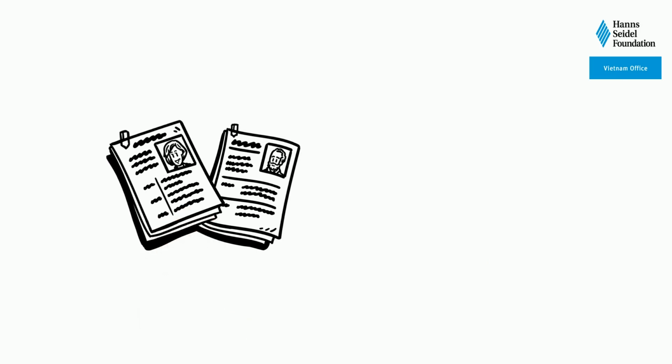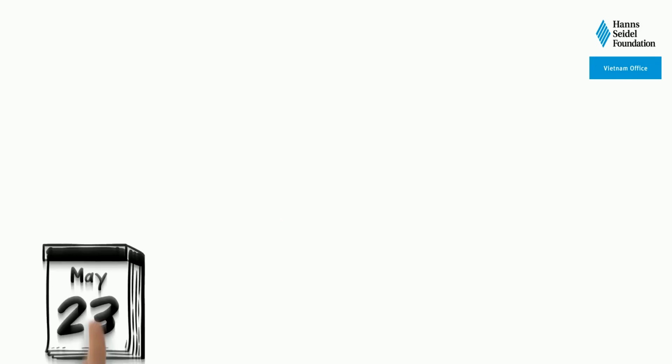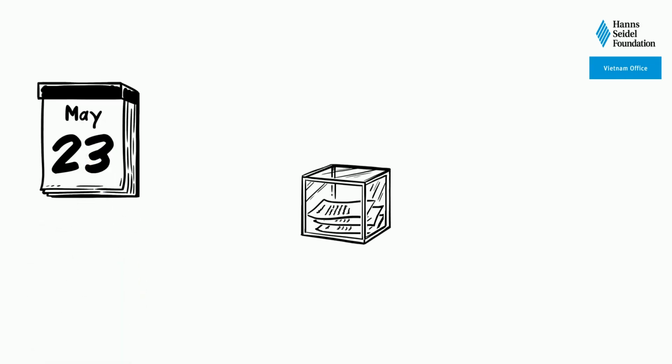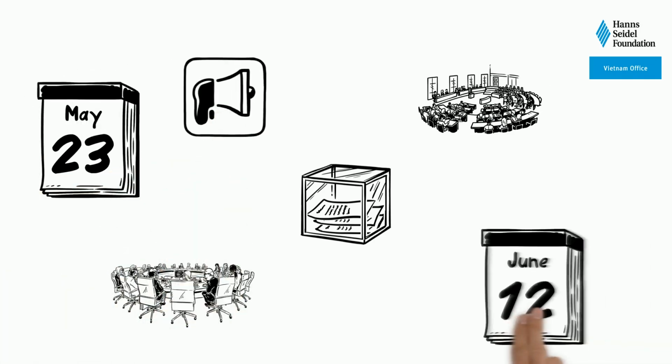The final candidates were announced on April 28th. On May 23rd, the actual election of both deputies and members of the People's Council, as well as bodies for all other administrative levels, take place. The elected members will be announced between the 2nd and 12th of June.